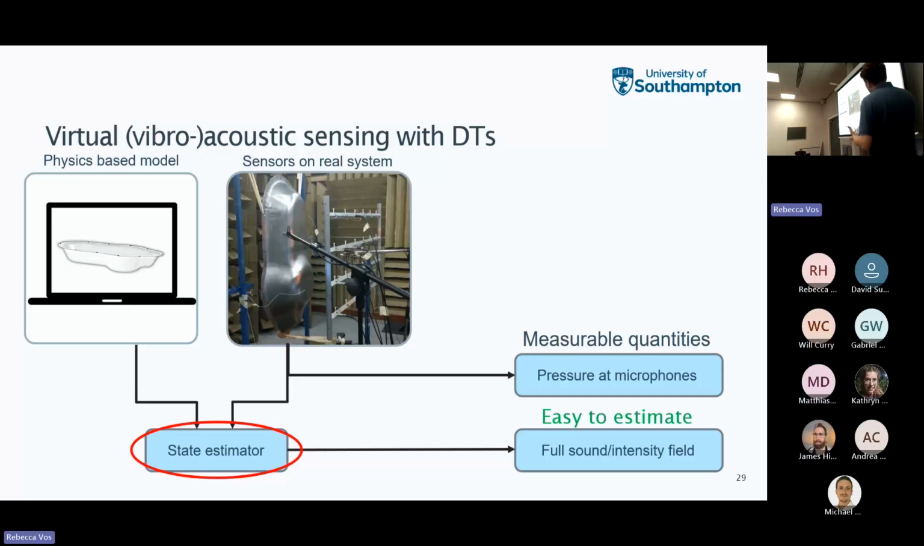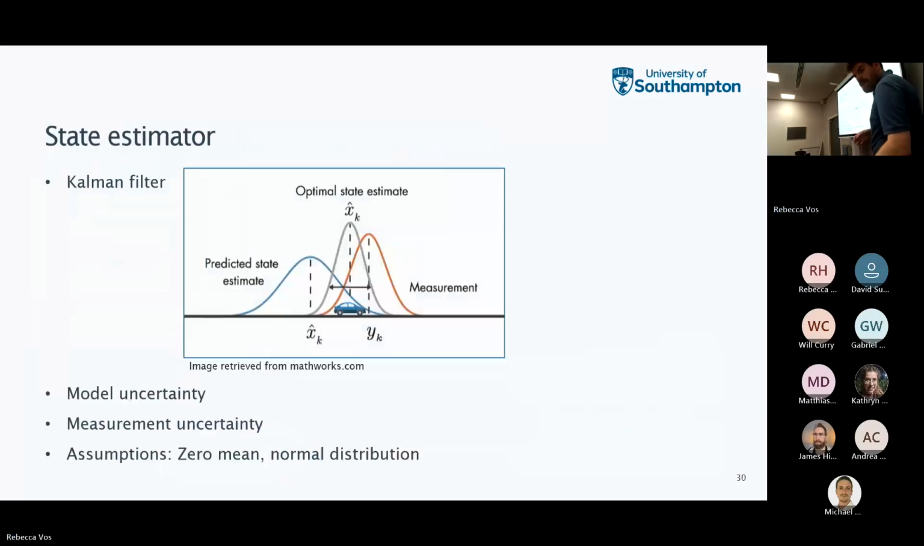But what we want to do actually is to get to full field estimation of the sound and also of the sound intensity. So what we're going to do is we're going to use a state estimator. This is an algorithm which can basically couple the physics-based model, which we will use a reduced order model for, and the sensor data in a smart way.